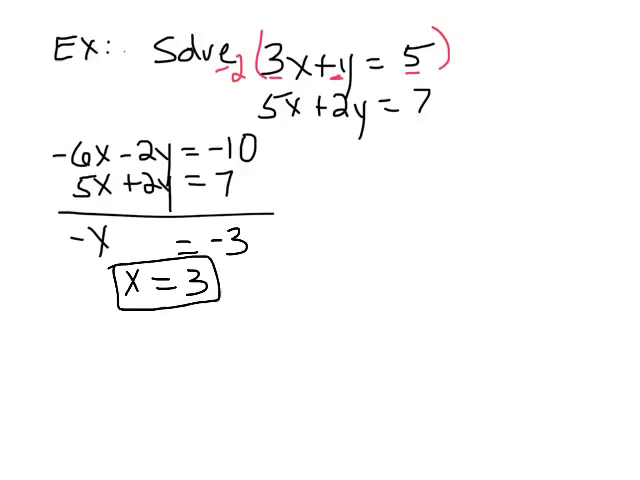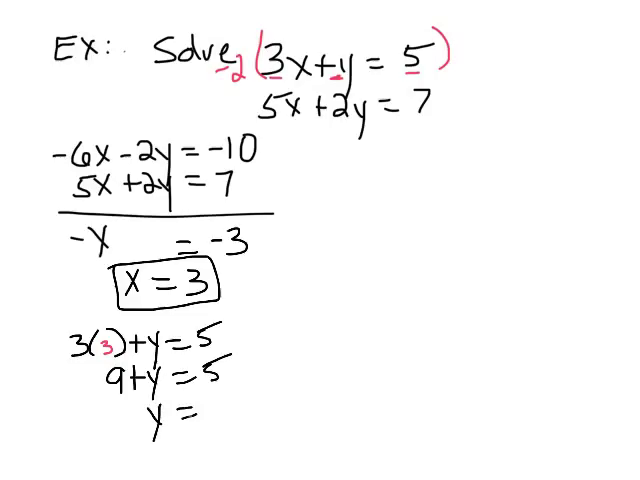Now I just need a value for the y. I choose one of the two equations. I'm going to choose the top one, and I'm going to have 3 times my answer, 3, plus y is equal to 5. So 9 plus y is equal to 5. Subtract the 9. 5 minus 9 is negative 4. So my answer should be (3, negative 4).